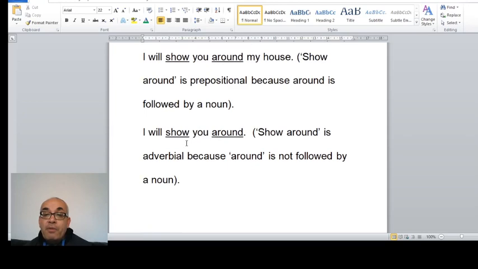But if I say, come with me, I will show you around, full stop, after around, I cannot see any preposition. I can only see show around. This means show around here in this sentence is an adverbial phrasal verb. Around here looks like a preposition, but in English we call it an adverbial particle because it has no noun after it.